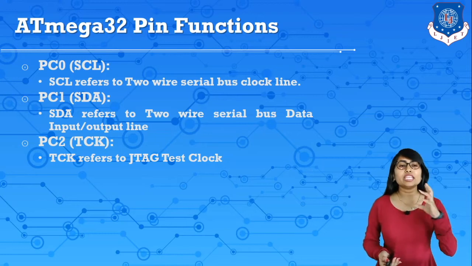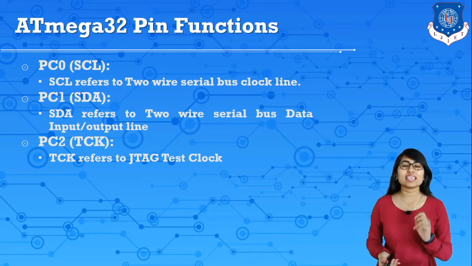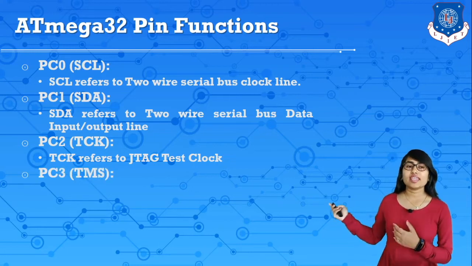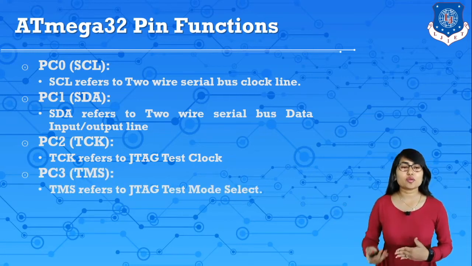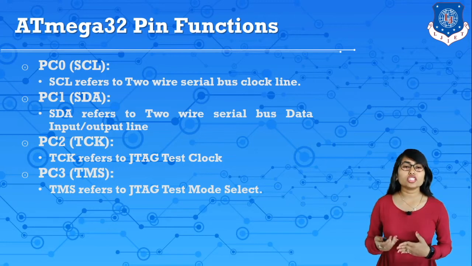Then PC2, that means port C bit 2, is particular for TCK, that means the JTAG test clock. Then next PC3, that is TMS. This TMS refers to JTAG test mode select. So whenever we want to select any mode in JTAG, this TMS pin is used.